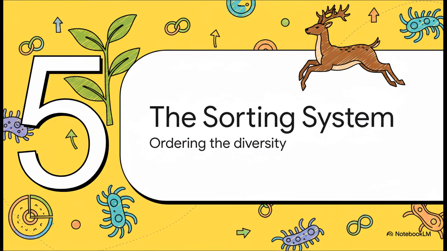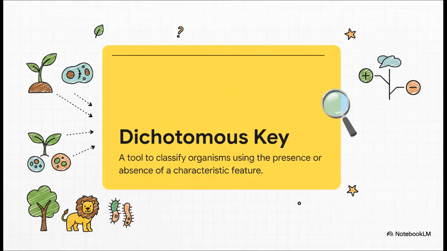Okay, so there are literally millions of different species out there. How on earth does a biologist know what's what? How do they identify one specific plant or animal from another? Well, they don't just guess. They have a really clever tool that helps them sort through this incredible diversity. And that tool is called a dichotomous key.